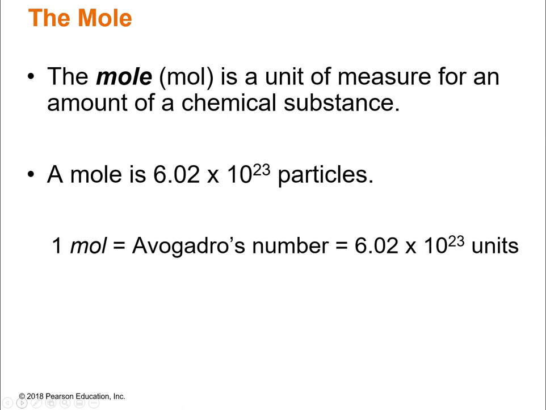So we're going to start by talking about what a mole is. The mole is a unit of measure for an amount of a chemical substance. What it means is that you have 6.02 times 10 to the 23rd particles. This number, 6.02 times 10 to the 23, that's Avogadro's number.